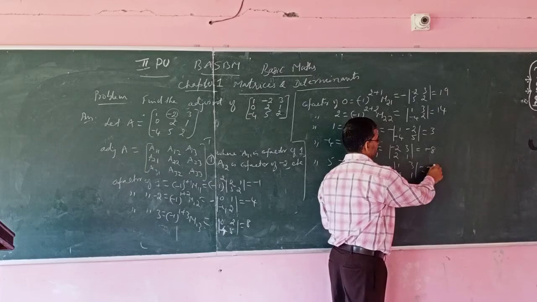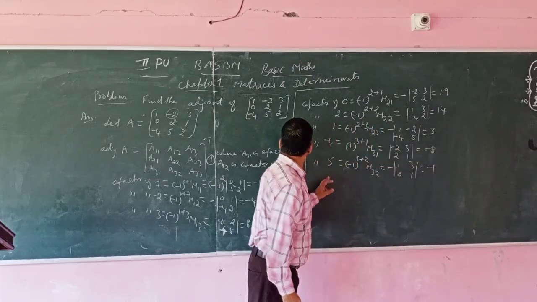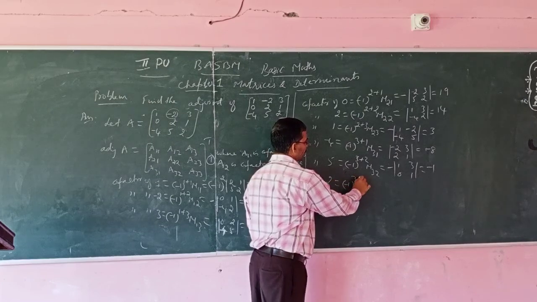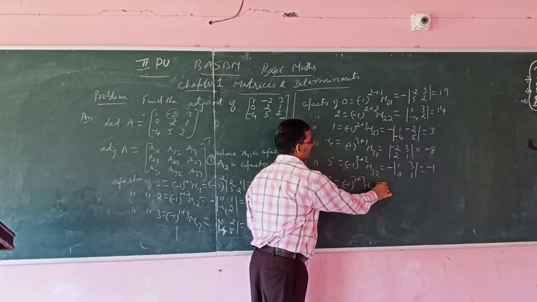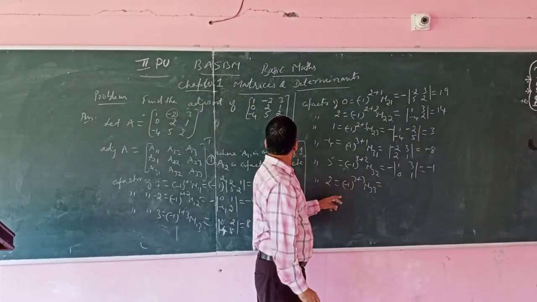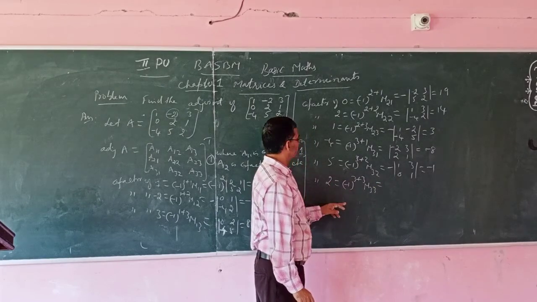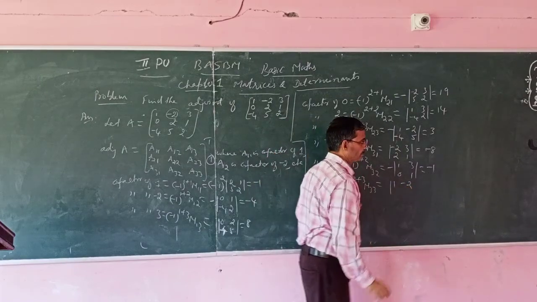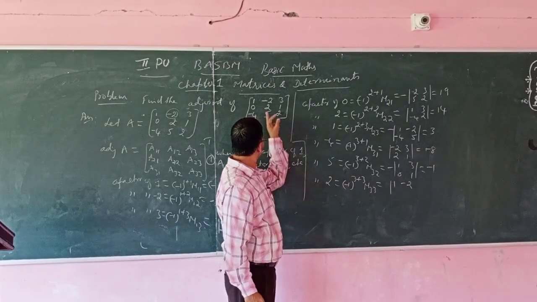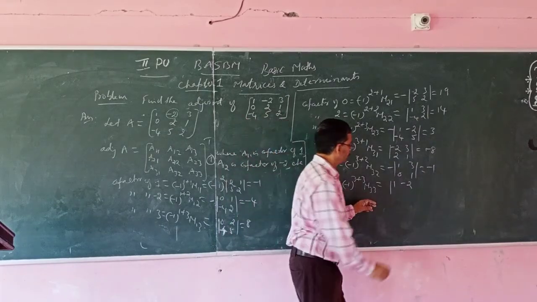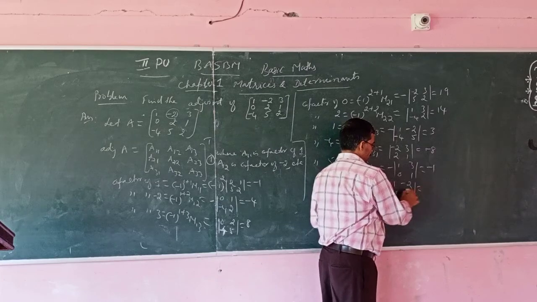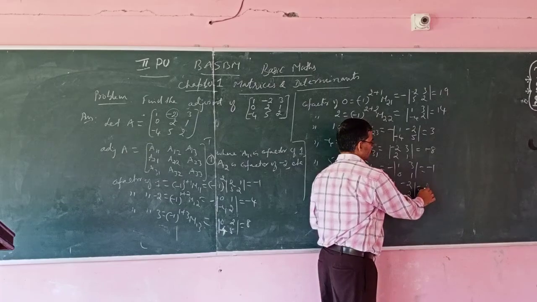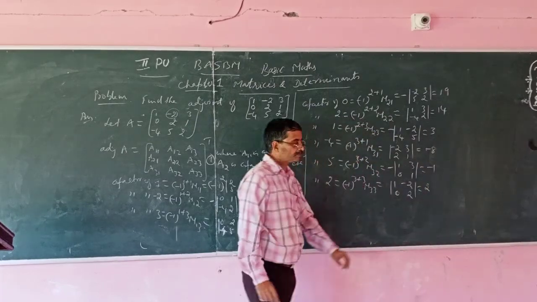Last one, cofactor of 2 equal to minus 1 to the power 3 plus 3, m33. This is plus sign. What is m33? M33 means 1 minus 2, 0 2. This is nothing but 1 into 2 is 2, and the other term is 0. So it is plus 2.